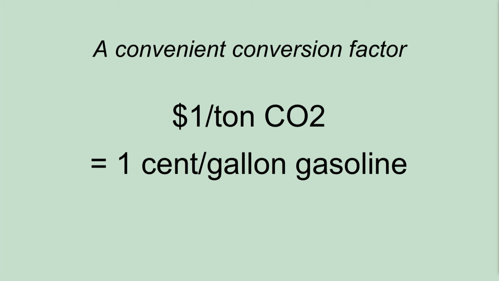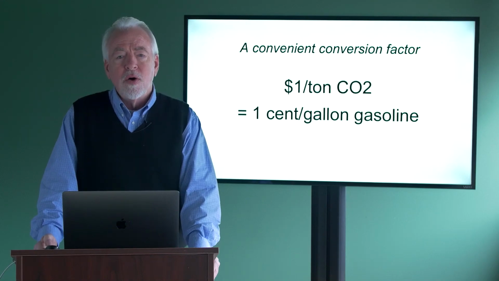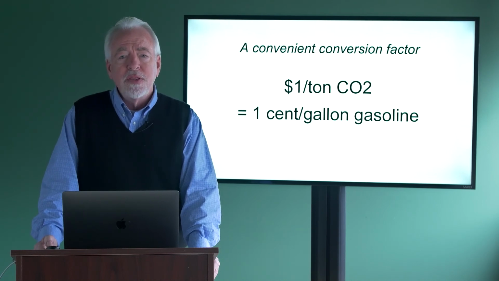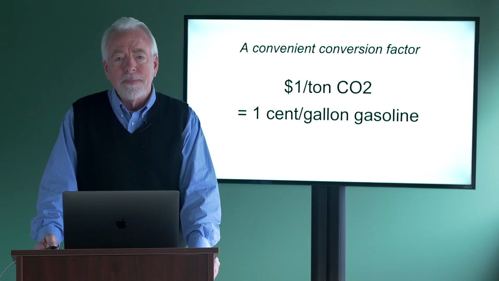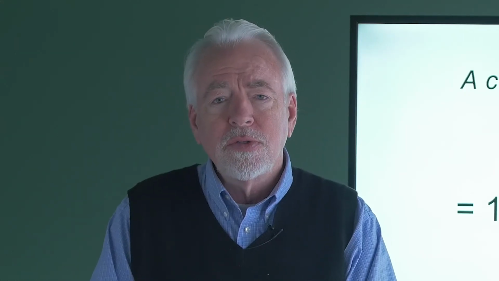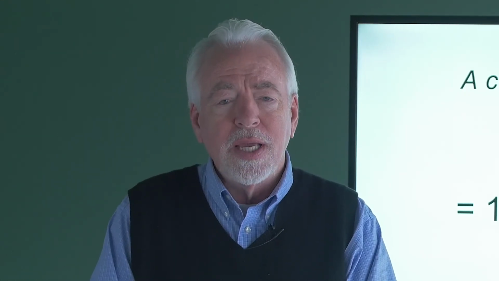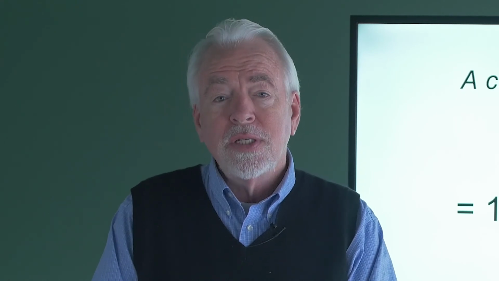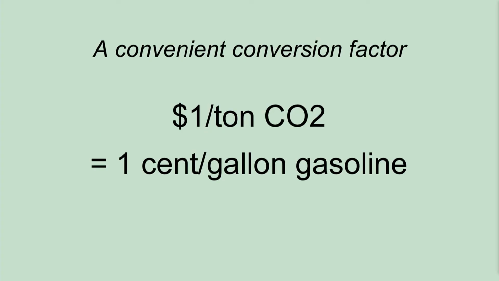A good conversion factor to bear in mind is that $1 per ton of CO2 translates into 1 cent on a gallon of gasoline, or a gallon of petrol as it's called in other countries outside the United States. So a $30 per ton of CO2 charge would mean 30 cents on a gallon of gasoline. $100 per ton of CO2 charge would mean $1 on a gallon of gasoline. And $1,000 on a ton of CO2 would mean $10 on a gallon of gasoline.